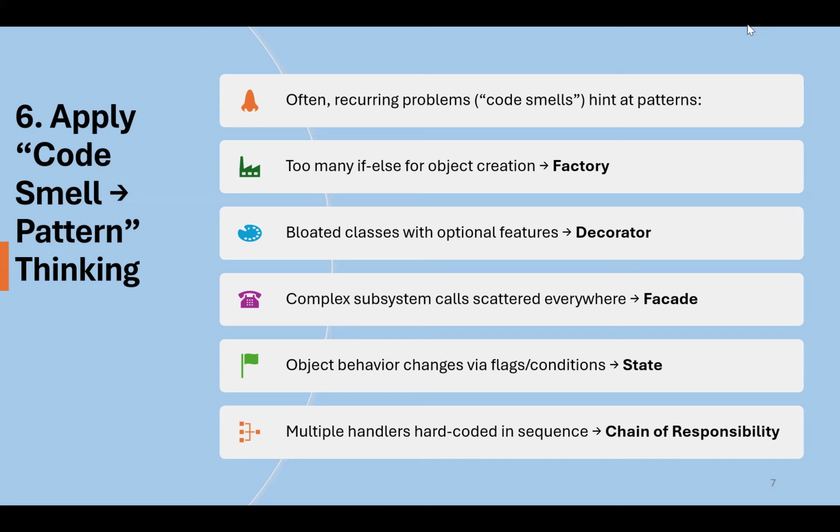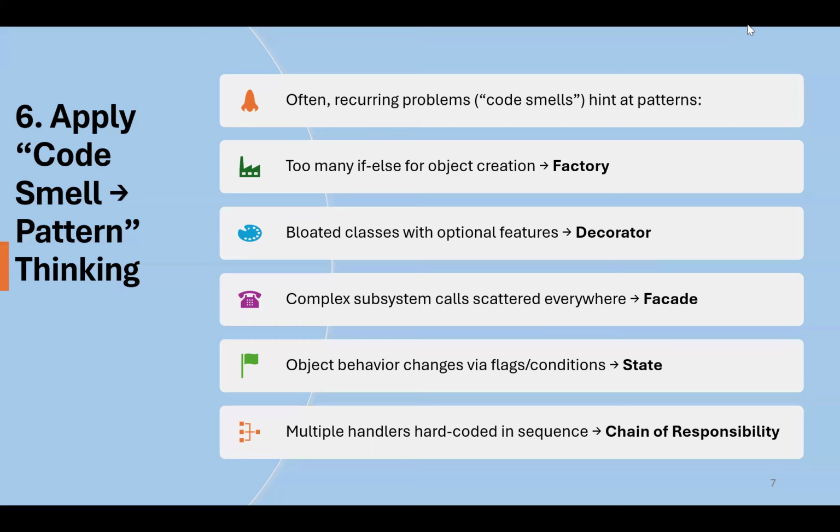And if you have classes with too many optional features, then go for the decorator design pattern. Complex subsystems scattered everywhere, right? You have complex subsystems, one for taxi, another for hotel booking, another for trip organizing, another for traveling. So you can go for the facade design pattern. And if there are object behaviors that are changing because they depend on the state, you will have a lot of if conditions again. So you can go for the state design pattern.